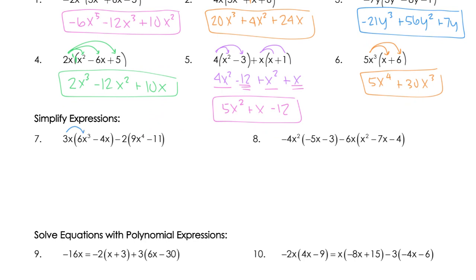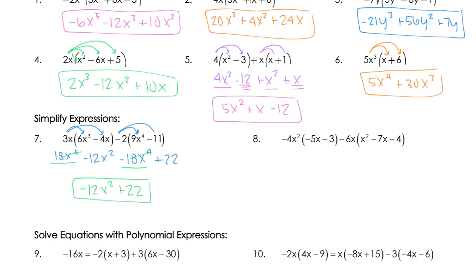So we have 3x times 6x cubed would give us 18x to the fourth, and then 3x times negative 4x would give us negative 12x squared, and then negative 2 times 9x to the fourth would give us negative 18x to the fourth, and negative 2 times negative 11 would give us plus 22. Next, we have to combine like terms and put it in standard form. So I see multiple x to the fourths. However, in this case, 18 and negative 18, those actually end up canceling out. So then we're just left with negative 12x squared plus 22, because neither of those things combine with anything else.